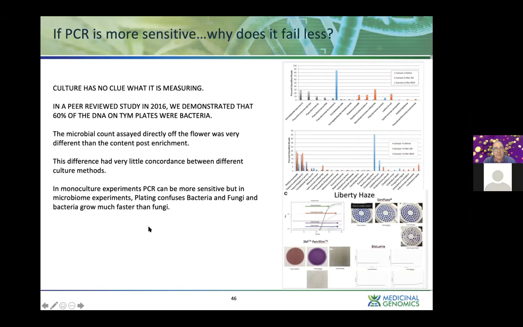But the real problem here is that we have exquisite sensitivity and specificity with PCR, and culture has no idea what the hell it's measuring. So it's very difficult to have these discussions with folks on why there are differences between these platforms when the culture folks are kind of staring at tarot cards and we're bringing forward whole genome sequencing data.